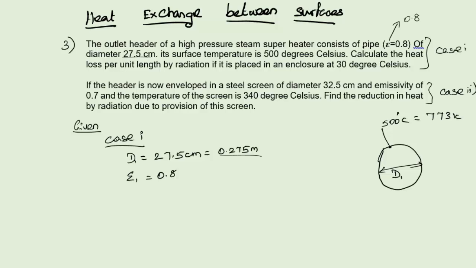Calculate the heat loss per unit length by radiation if this pipe is placed in an enclosure. The enclosure temperature is 30 degrees Celsius, so it is 303 Kelvin. So this is T2, this is T1. Write T1 equal to 773 Kelvin, T2 equal to 303 Kelvin. Now you have to find out the value of Q.